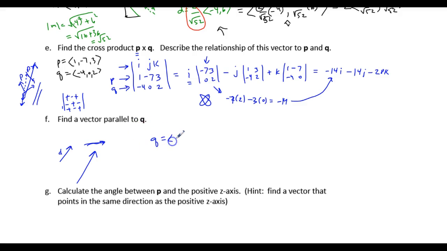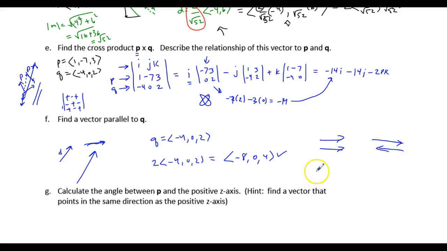If q is just this vector negative 4, 0, 2, this is asking you to find any vector, so I'm just going to pick some random scalar, called 2. And then 2 times negative 4, 0, 2 would be negative 8, 0, 4. And that one would be parallel, or you could really pick any other scalar multiple that you want, even if it was a negative scalar, it would still be parallel. Parallel vectors can either be in the same direction or in opposite directions, and they're still considered parallel.